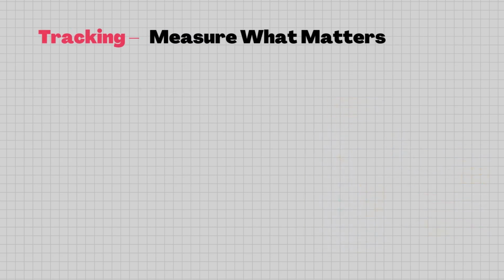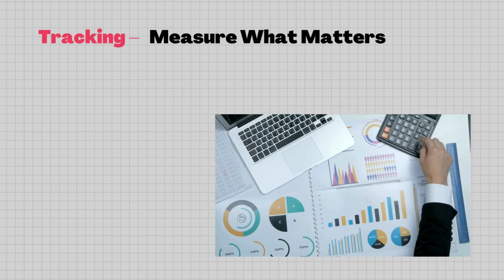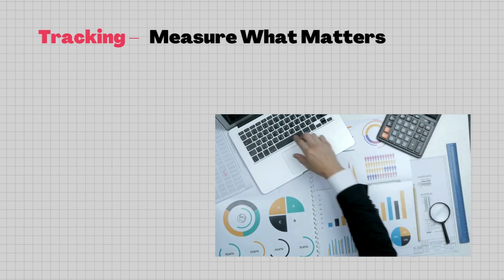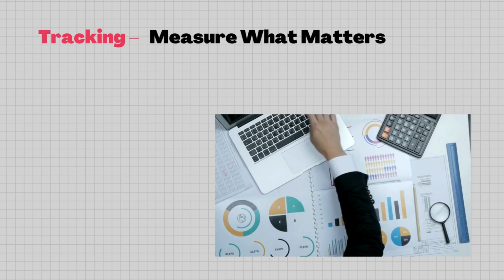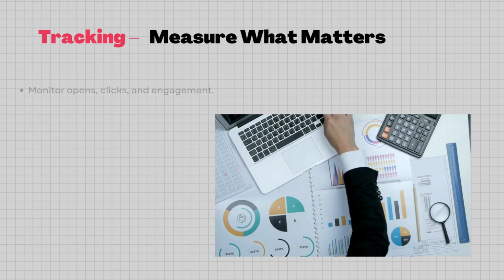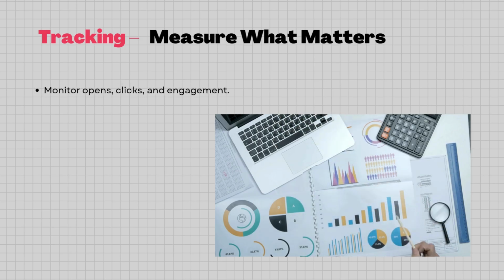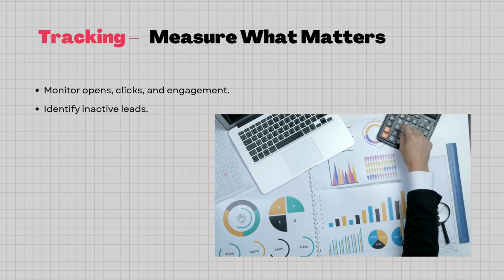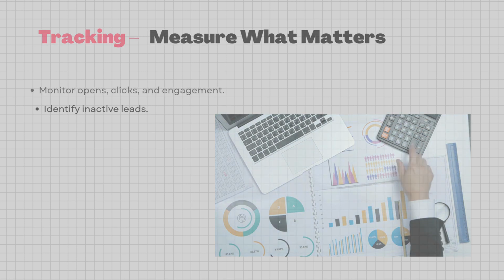Tracking. Tracking the performance of your interactions with people in your email lists is what will allow you to know what is working and what is not working. For example, by tracking, you will be able to find out who is opening your emails and who is not, which will ultimately help you to decide who stays in your lists and who gets deleted from them.